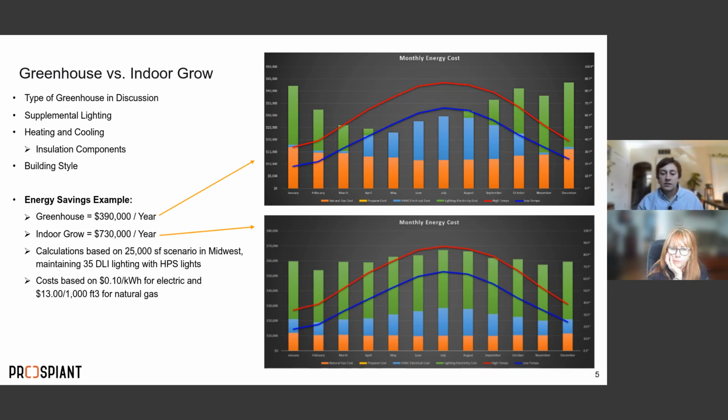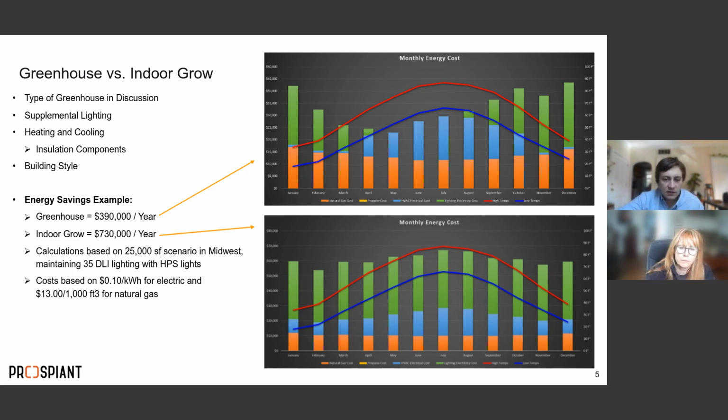And basically, you can see from these 2 graphs how big of a difference that really can be. This doesn't factor in ROI or break-even points or anything like that. This is strictly just electrical and gas usage for a greenhouse versus an indoor grow. Nothing to do with yields and grams per square foot or anything like that.